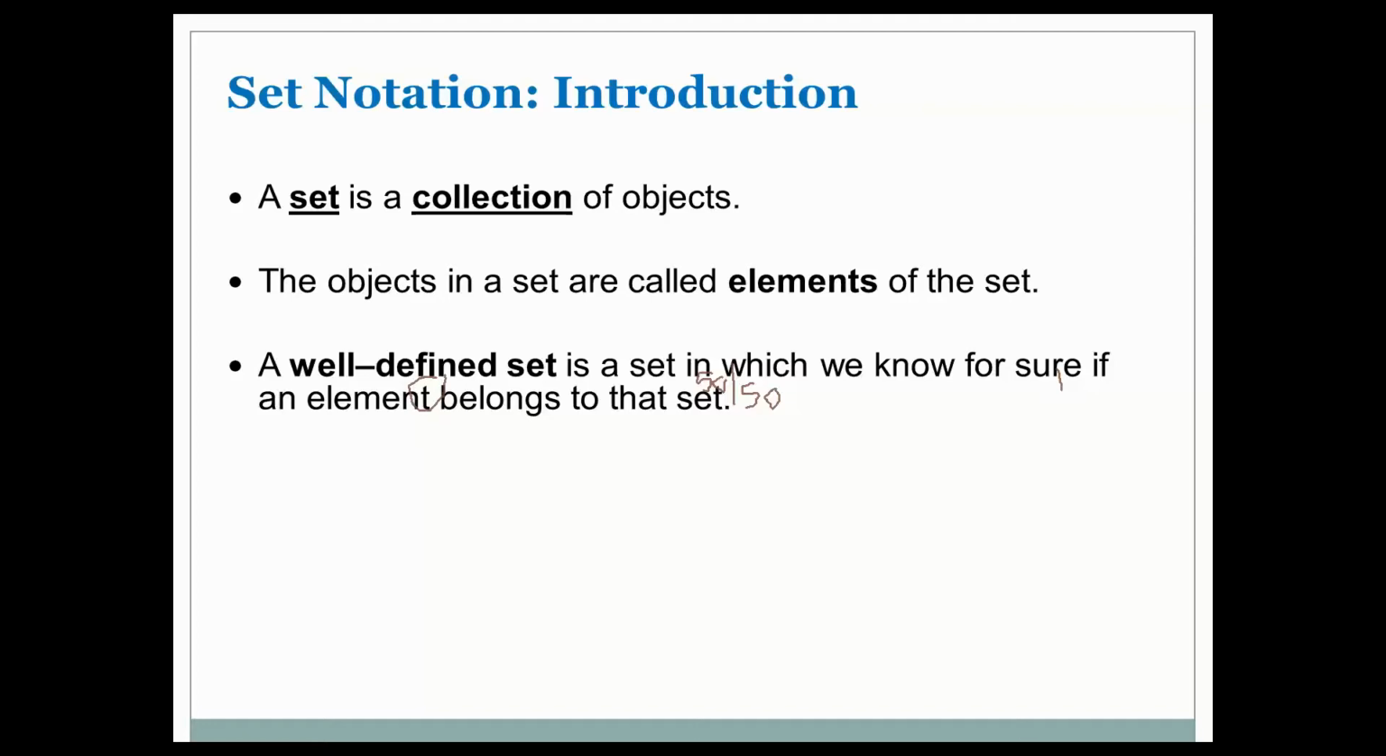Let me go ahead and erase that drawing there. A well-defined set is a set in which we know for sure if an element belongs to that set. Examples of sets versus not a set: a set would be maybe the set of all years I've been alive, so that's the years from 1963 to now. It could be a set of all the dogs I've ever owned. That's well defined.